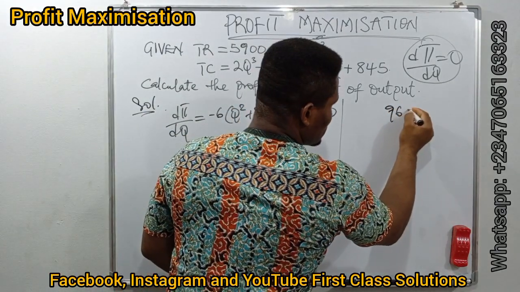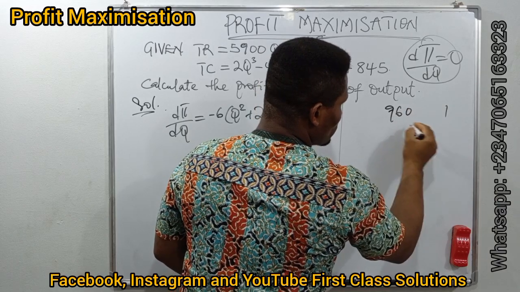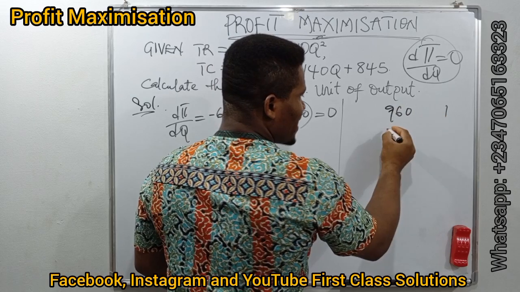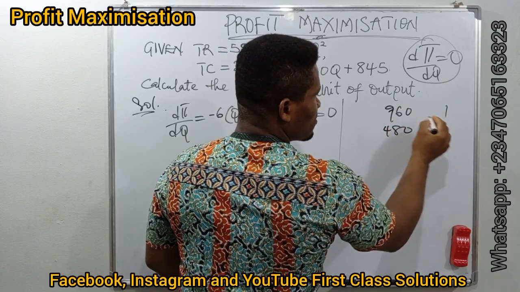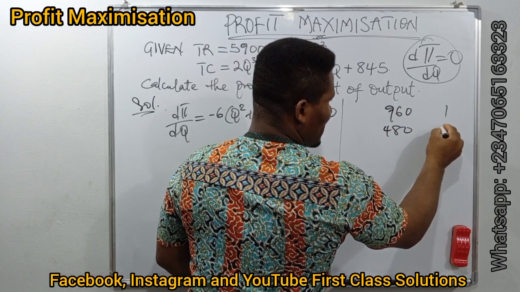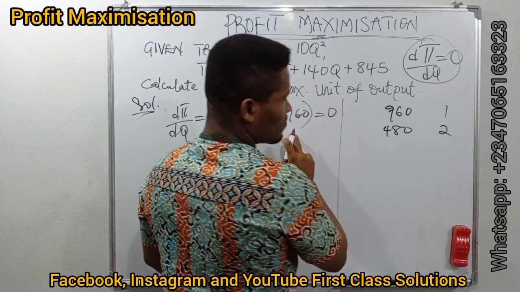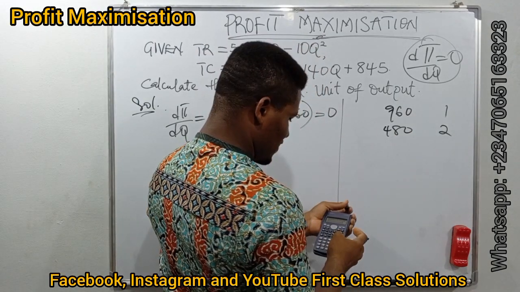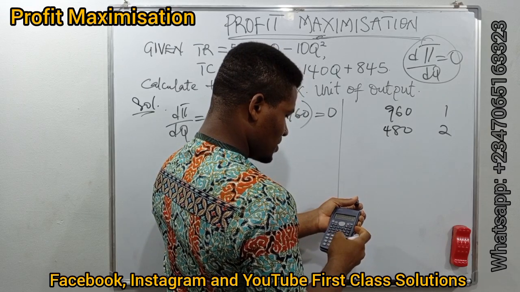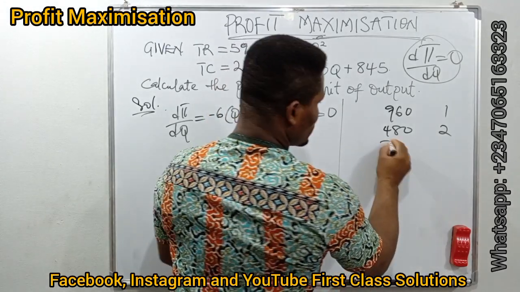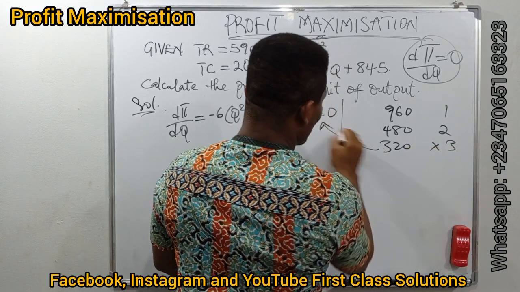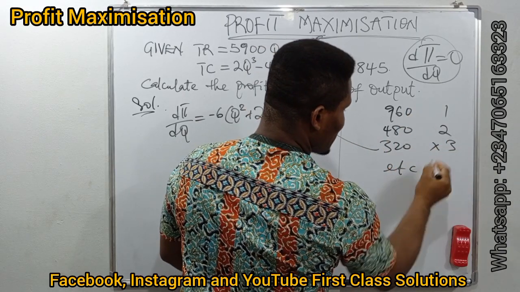We have several factors of 960. You have 960 and 1, that is 960 times 1, which gives us 960. If you divide, you have 480; when multiplied by 2, you still get 960. We can even have factors of 3: 960 divided by 3 gives 320, and 320 times 3 still gives us 960. So all these are factors of 960 and so on.